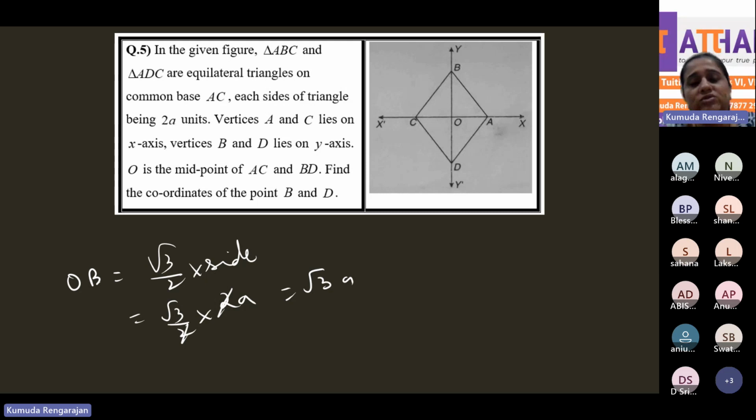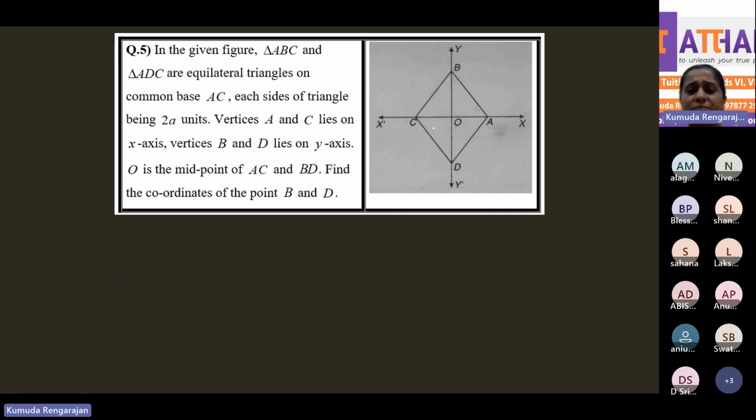Formula: root 3 by 2 into side. So root 3 by 2 into side is 2A, the side of the triangle. So root 3A units. So OB, this one is root 3A. So this is root 3A and this is minus root 3.